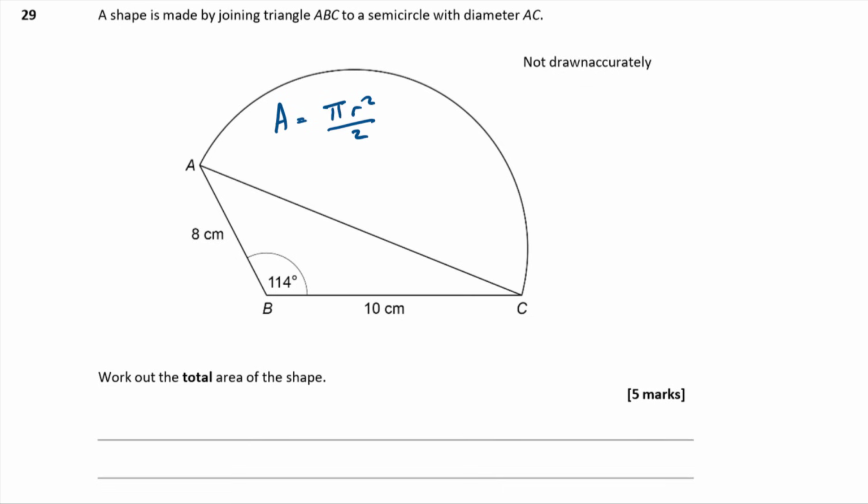So we need to work out what pi r squared over 2 is, but that means we need to know what r is, and we've not been given r. So we're going to have to work out what r is. So r is going to be half of this diameter here. So we're going to have to find the line AC.